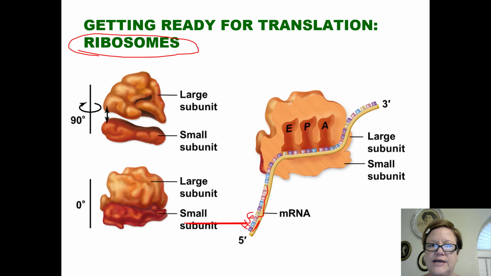So the mRNA comes out of the nucleus, and the 2 parts of the ribosome kind of clamp on around it. If we sliced into the inside of the ribosome, we would see some little hollow spaces. And there's 3 hollow spaces. One's called the E site, one's called the P site, and one's called the A site.